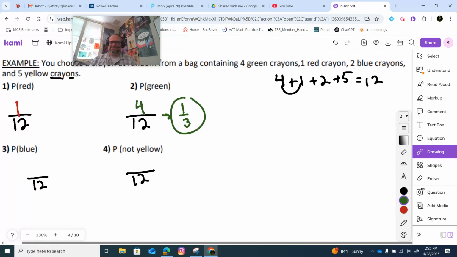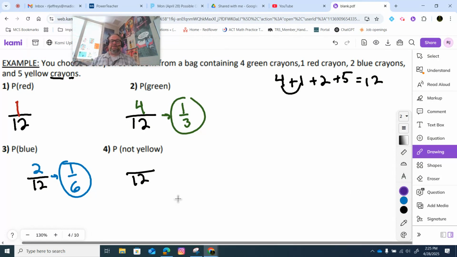Oh my gosh. 2 blue ones. Yeah, 1/6. All right, not yellow. So that's everything but yellow.